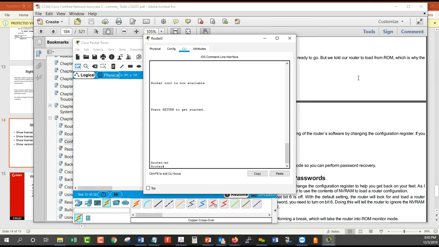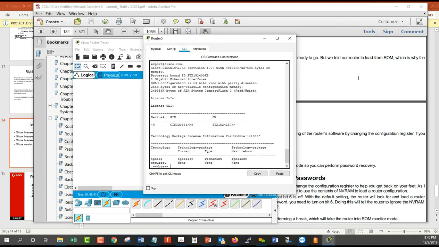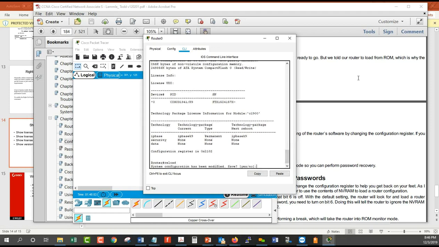Say enable, and show version. At the very bottom of this, you can see that the current register has its default value of 2102. And we want to change it to 2142. The way we do that is we cause the router to reboot, and the easiest way to do that is to simply tell it to reload.